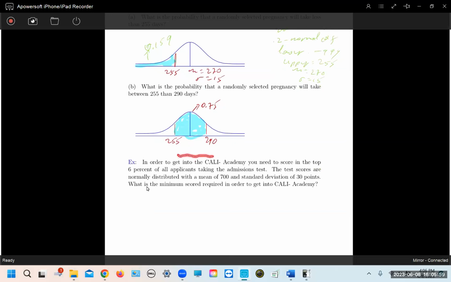In order to get into the California economy, you need a score in the top 6% of applicants taking the admission test. The test scores are normally distributed with a mean of 700 and a standard deviation of 30. What is the minimum score required in order to get into the California economy? So we can draw this one.